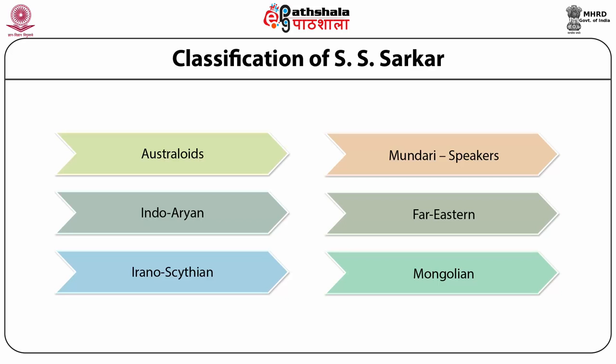Last one is Mongolian. The Mongoloids are distributed in the northeastern border of India and the foothills of the Himalayas. The skin color of the Mongoloid is yellowish, hair is sparsely distributed on their face and body. They exhibit the Mongolian eye fold. By this and such other criteria, the Mongoloids are easily distinguishable from the other populations of India.